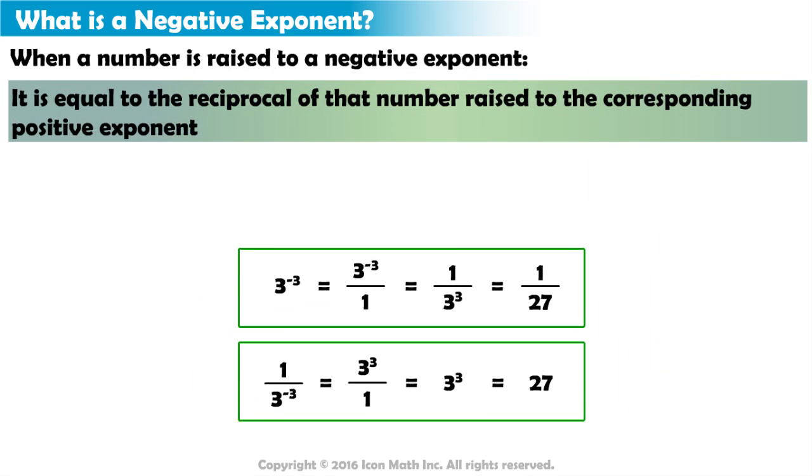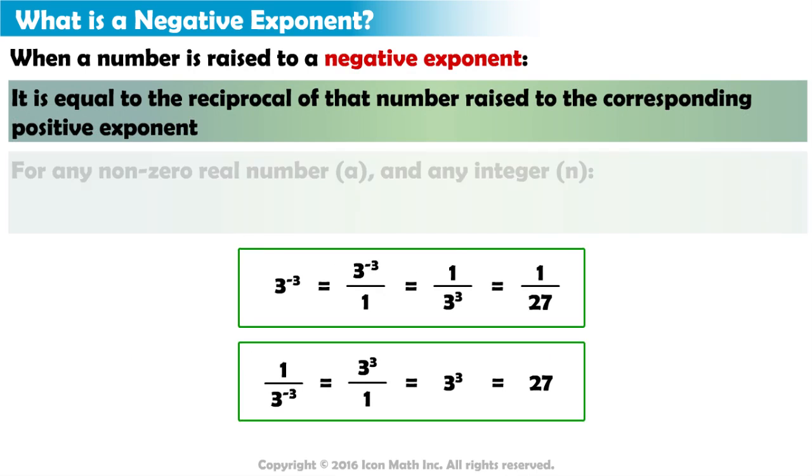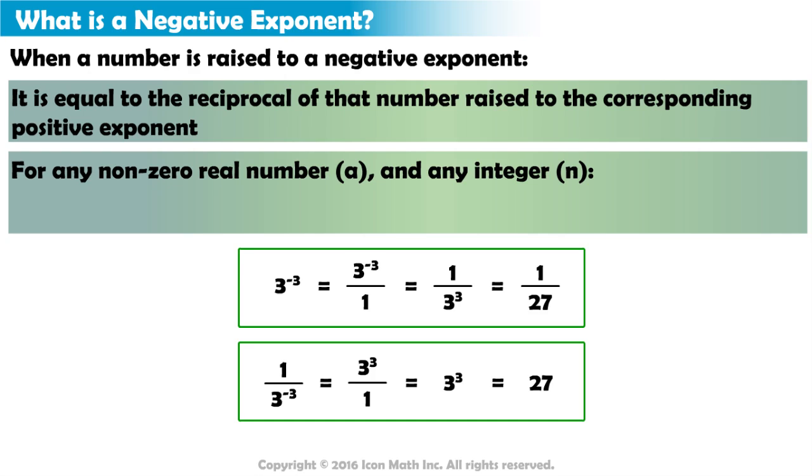Let's write a formal definition for what we have just learned. The definition of negative exponents says that if a is a non-zero real number and n is an integer, then a to the power of negative n equals 1 over a to the power of n, or 1 over a to the power of negative n equals a to the power of n.